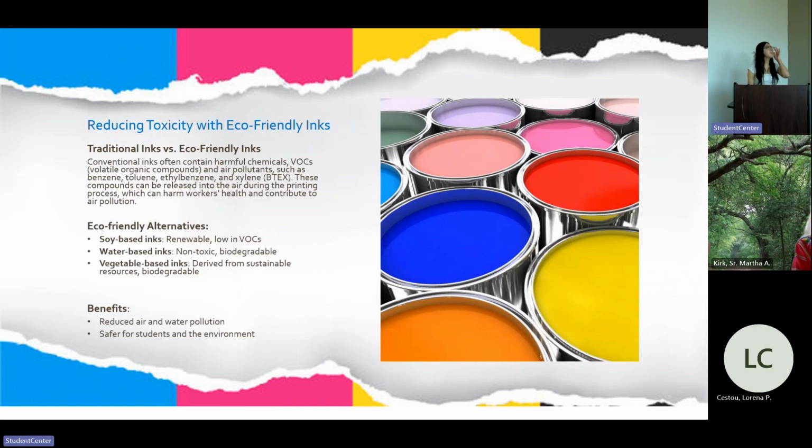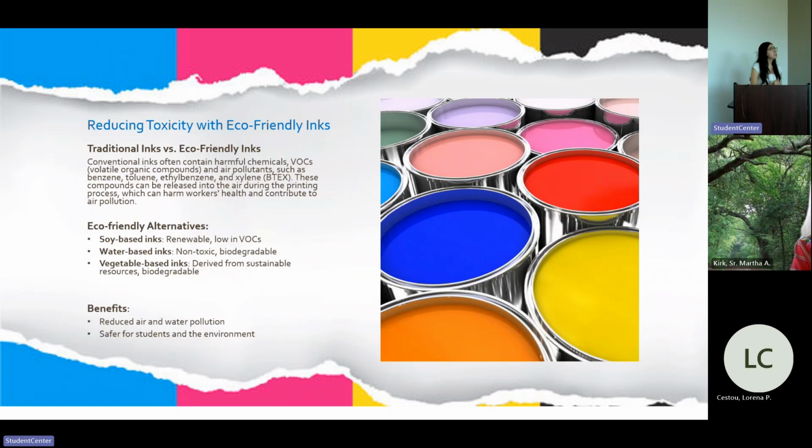Okay, so first I want to begin with reducing toxicity with eco-friendly inks. There is a very clear difference between the use of traditional inks versus eco-friendly inks. Obviously, one is a lot more sustainable than the other. Conventional or traditional inks often contain harmful materials such as VOCs, or volatile organic compounds, and air pollutants such as benzene, toluene, ethylbenzene, I hope I pronounced that right, and xylene.